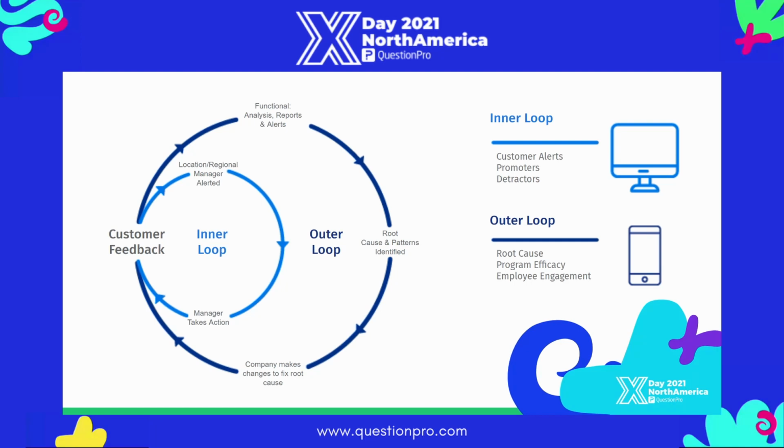Our outer loop tools fulfill that promise to really bring focus on not just one-time issues, but also to look at systemic issues, identify those root cause patterns, view those through reports, make the changes, get that customer feedback, and see that loop improve and fix problems within our organization that are impacting the customer experience.